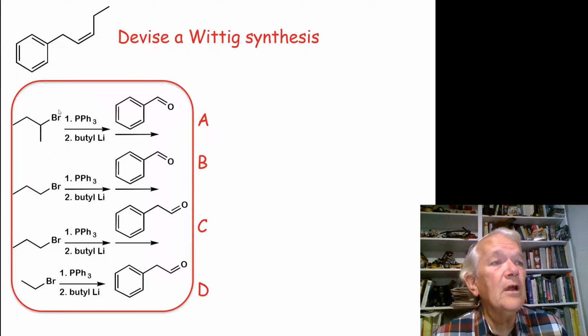So there has to be 3 carbons, and so we need to look down here. Here's the 3 carbon one, this one, and so the answer has to be C. Okay, now the nice thing about a Wittig synthesis, however, is that you can always approach it from two directions.